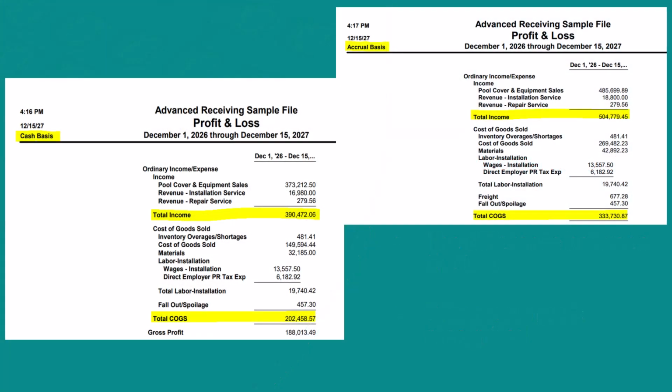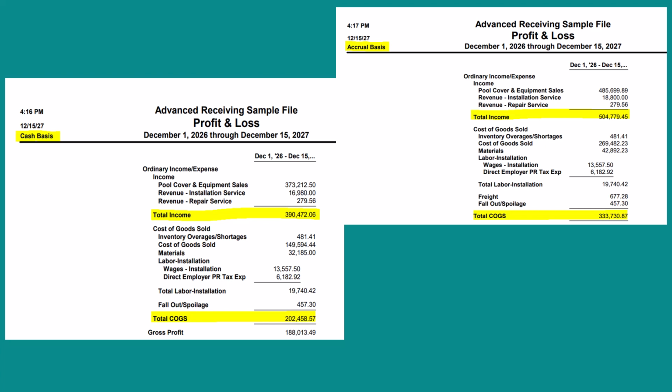All right, so what is cash basis versus accrual basis? Well, the base difference there is when revenue and expenses are actually recognized on our financial reports. And I've given you 2 examples here, one showing cash basis for the time frame of December 1, 2026, because I am using a sample file, through December 15th. And I also have the other one in the accrual basis.